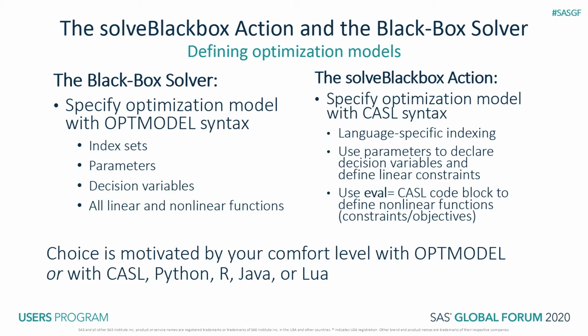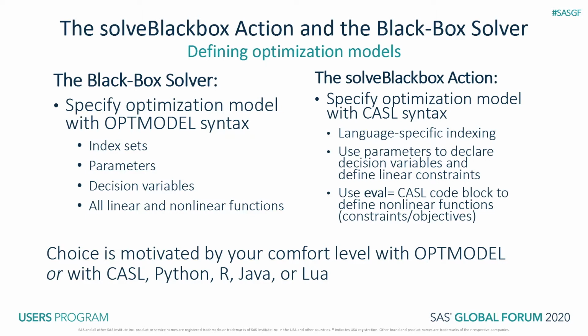With the solveBlackbox action, you have more options and less elaborate modeling support. You move away from op-model syntax, and you can use the action's parameters to declare decision variables and linear constraints. Any nonlinear functions in constraints or in the objective, well, those you define using a block of CASL code that you designate with the eval subparameter. So there's a little bit more of programming burden here, but in return, you get a large amount of flexibility that op-model just simply cannot offer. We'll see more about that in a moment.